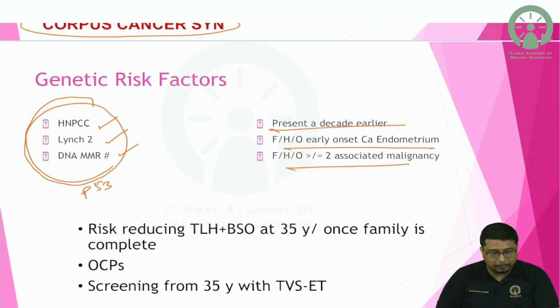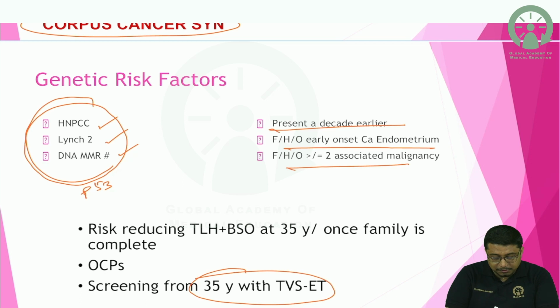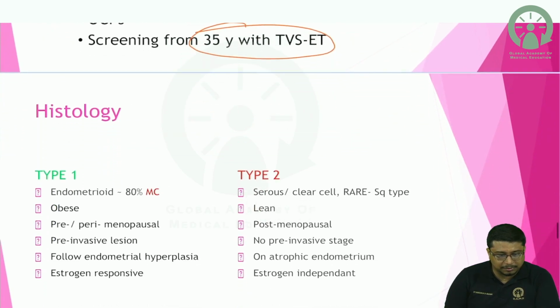These cancers present a decade earlier and have a family history of endometrial cancer or other associated cancers like colon and so on. For them, screening starts from 35 years with TVS and endometrial biopsy, and surgery is risk reducing TLH-BSO once the family is complete or at 35 years of age.